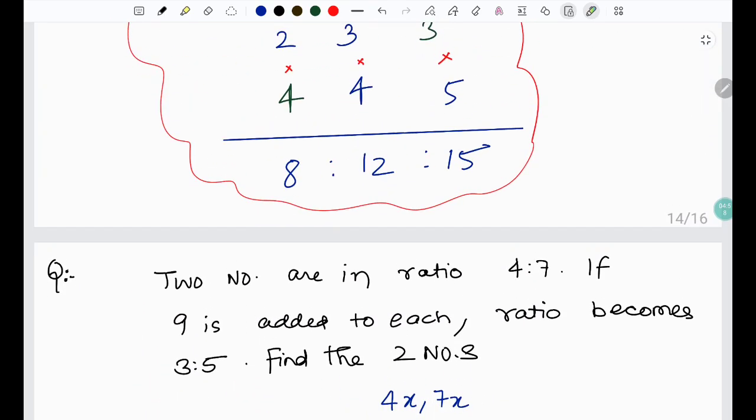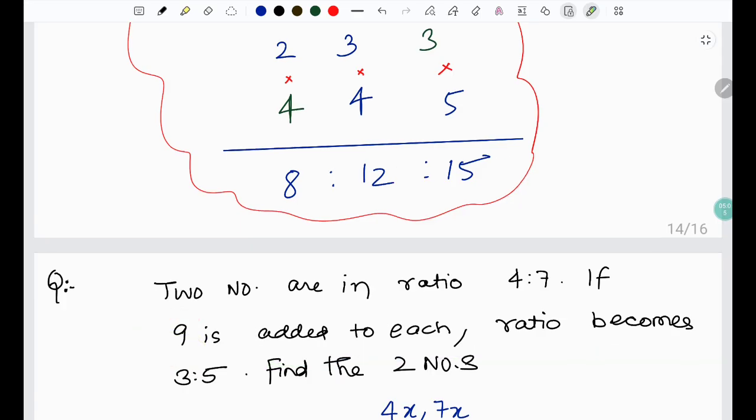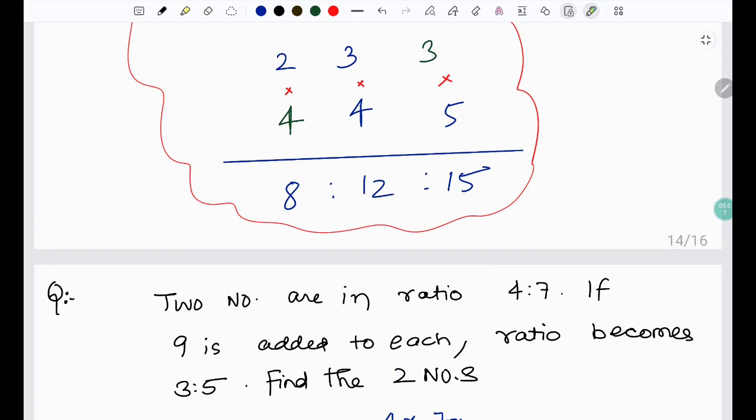Here is another question in which two numbers are in ratio 4:7, and if 9 is added to each, the ratio becomes 3:5. So we have to find the two numbers. There are also two methods to it. One is the traditional method, and there is another shortcut trick.